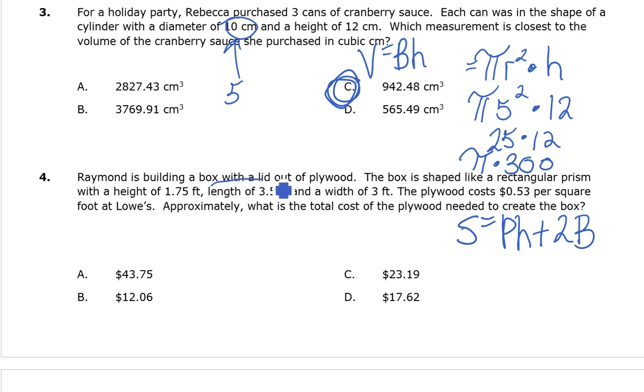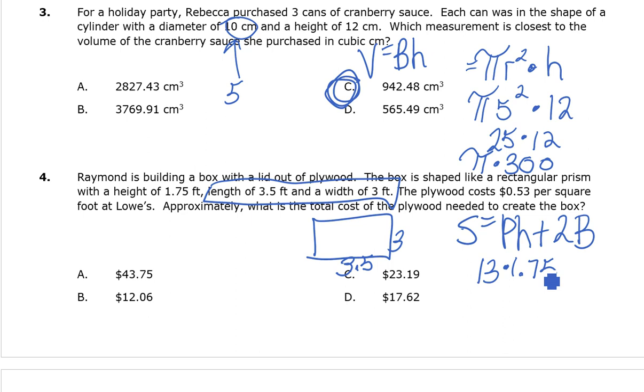Okay, so length and width is what I'm going to start with because that'll help me find my base. So my length and width is 3.5 and 3. So the perimeter of my base will be all of these sides added. So 3.5 plus 3.5 is 7. 7 plus 3 is 10. Plus 3 more is 13. So 13. And then the height is 1.75.